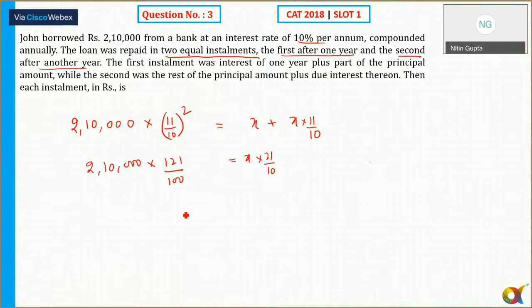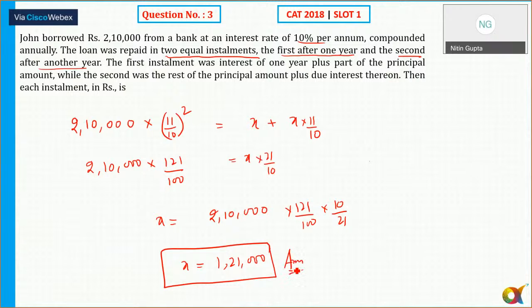All right. So if I cross multiply, X is equal to 210,000 into 121 by 100 into 10 by 21. And from here, after solving this, I'll get the value X is equal to 1,000,000. And this is the answer.